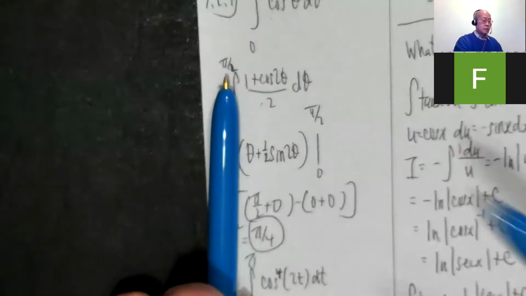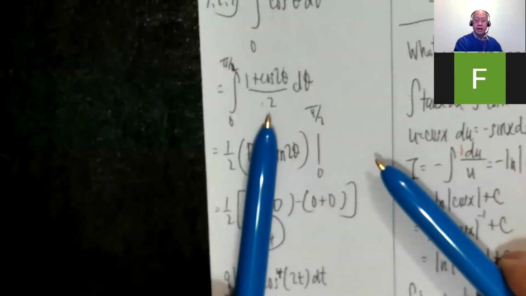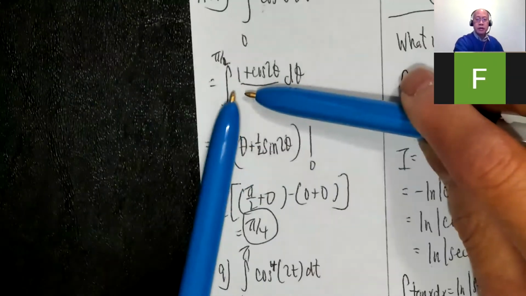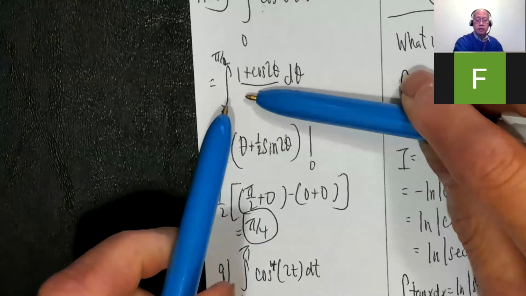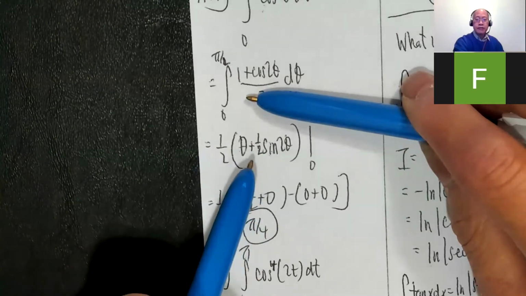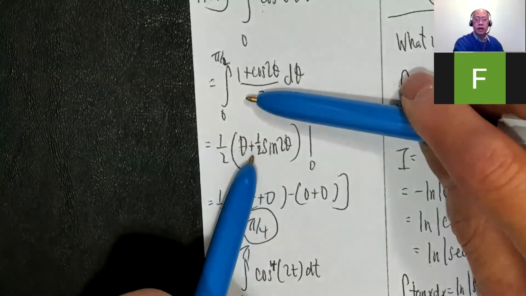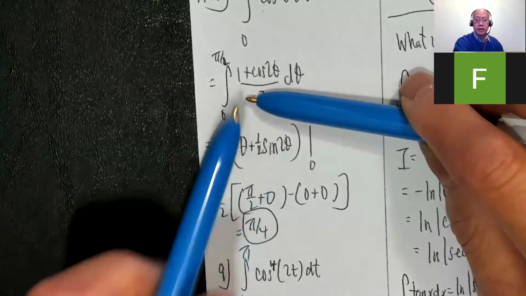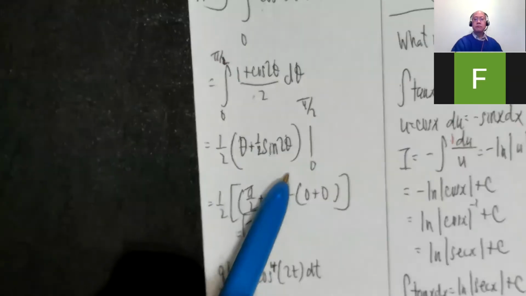Double check. Ignore that half, which is that 2 in the bottom. The derivative of that should be that. The derivative of theta is 1. We know that. The derivative of 1/2 sine 2 theta is 1/2 cosine 2 theta times 2. That 2 cancels that half, so it works out.